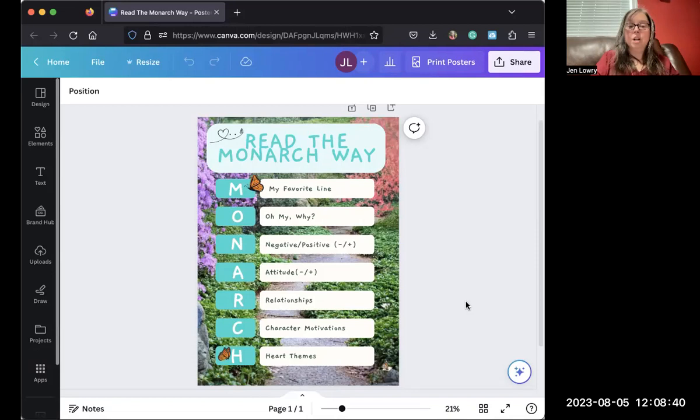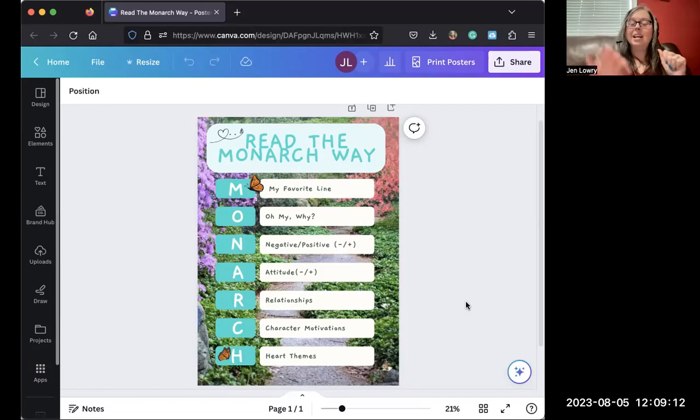So I hope that you love the Read the Monarch Way poster. I wanted to just break down each one of the steps to you. If you are starting out and you say, well, I just want to practice my favorite line, or I just want to do, oh my, why? The one question you need to ask, you don't need a ton of questions to ask when you're reading. Oh my, you felt something, right? You got something going here. Oh my, why? That's all you need.